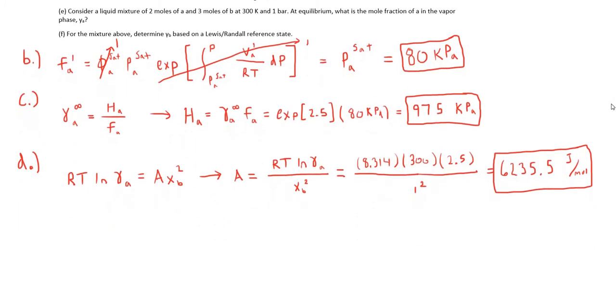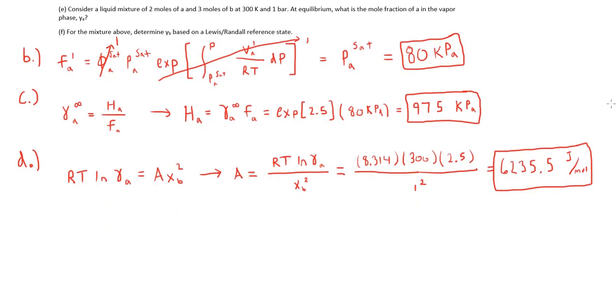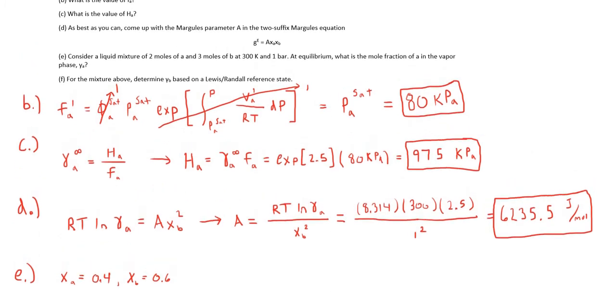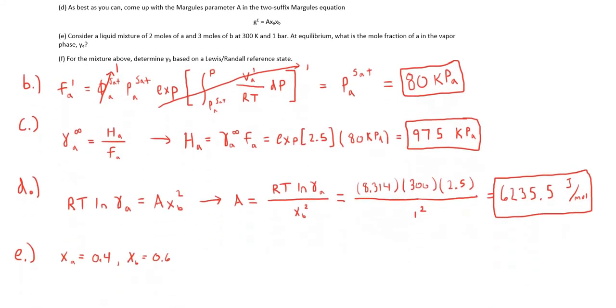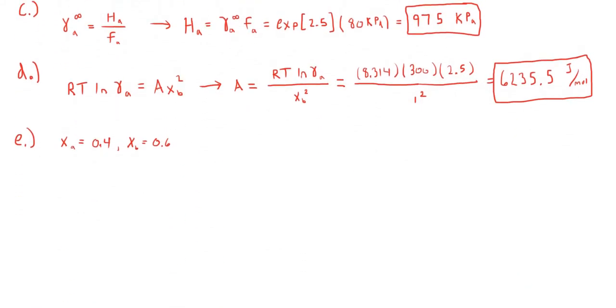Part E says, consider a liquid mixture of 2 moles of A and 3 moles of B at 300 K and 1 bar. At equilibrium, what is the mole fraction of A in the vapor phase, YA? For 2 moles of A and 3 moles of B, you can find that these are the mole fractions. So I'm going to go to the plot and find the activity coefficient at XA equals 0.4. So at XA equals 0.4, the natural log of the activity coefficient looks to be about 0.88. So I'm going to take the exponent of 0.88 to get an approximation for the activity coefficient.